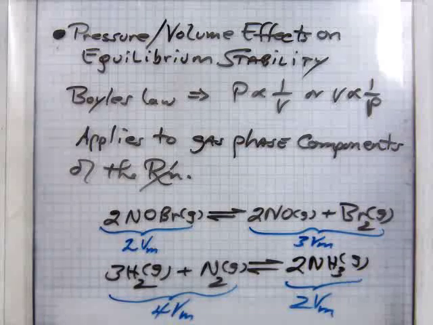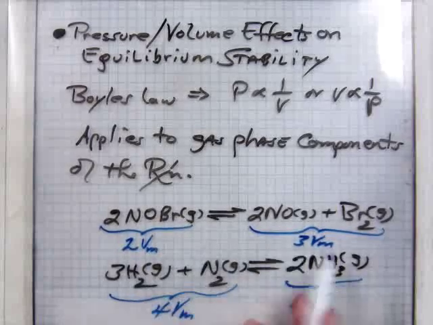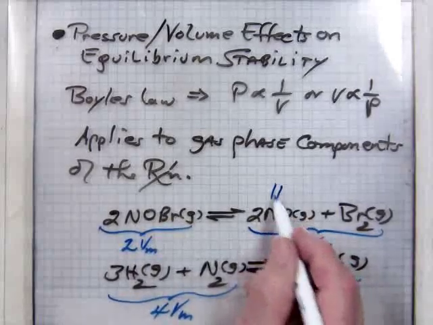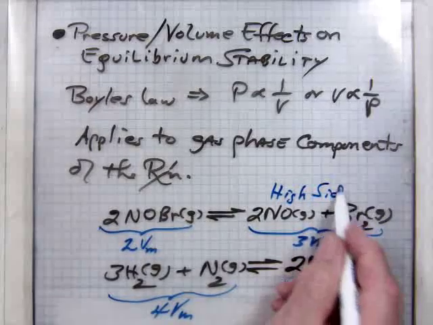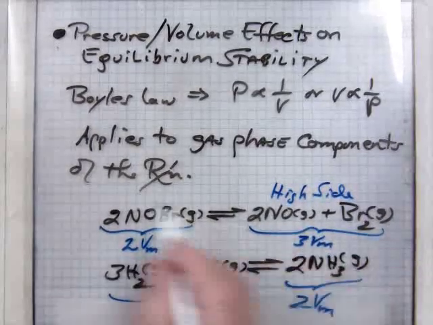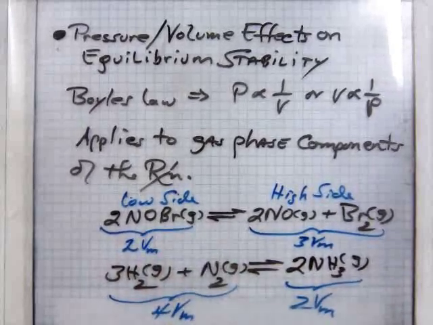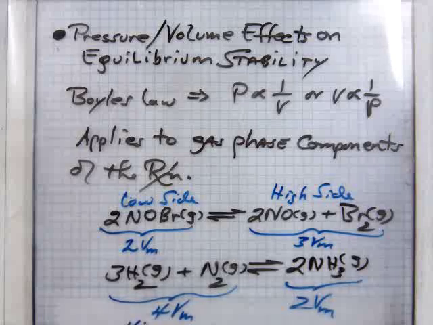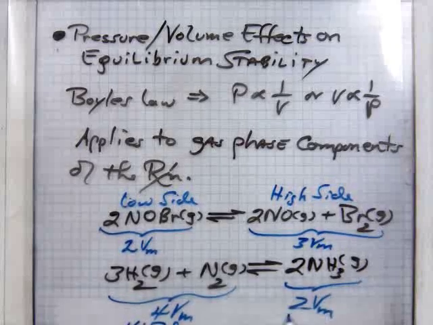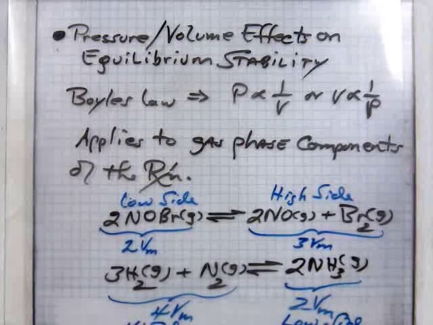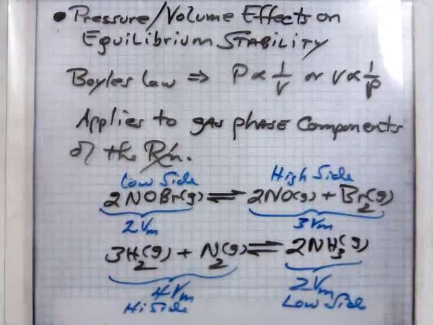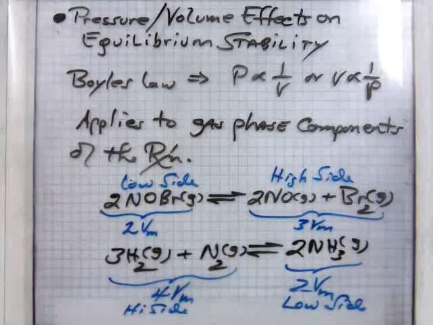When we talk about these in terms of sum of molar volumes, we call this the high side because it's the larger molar volume, and this is the low side, so to speak. In this one, the reactant side is the high side, and this one is the low side. So you first need to understand the terminology and what you're looking at in the chemical reactions that we're working with. Okay, so move this up to here.